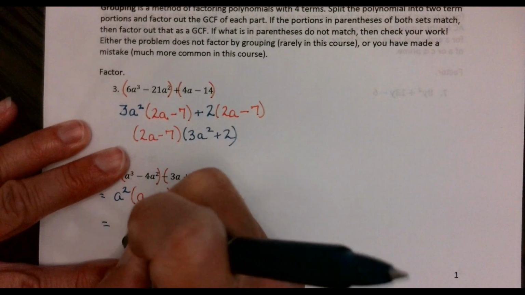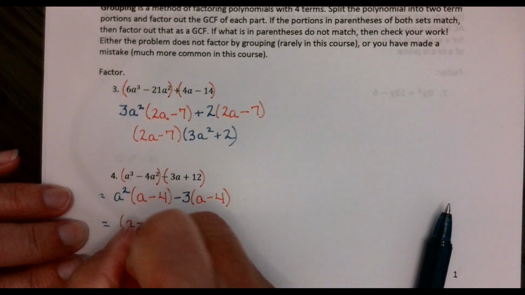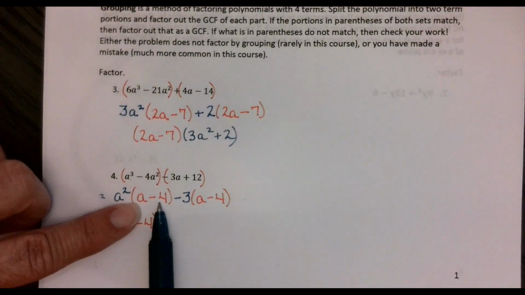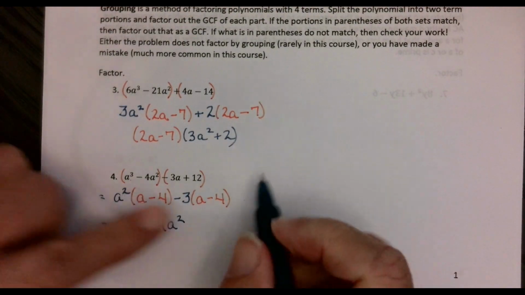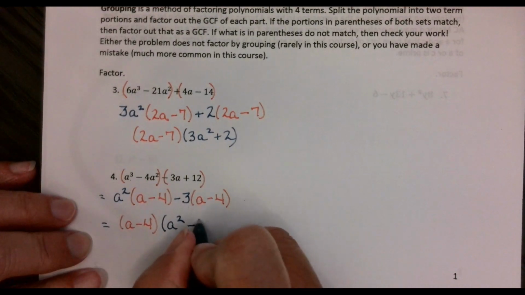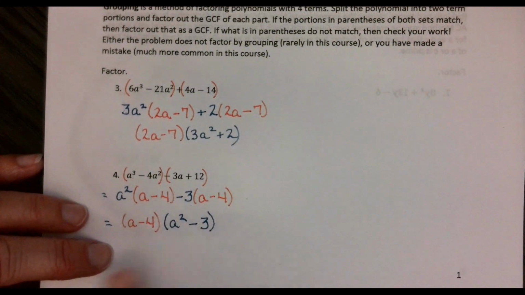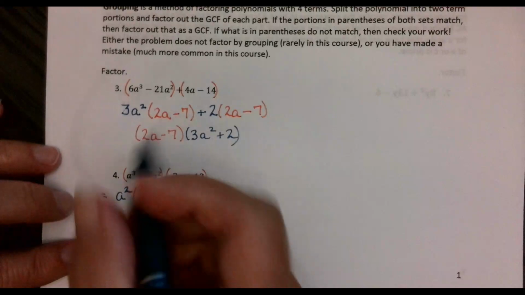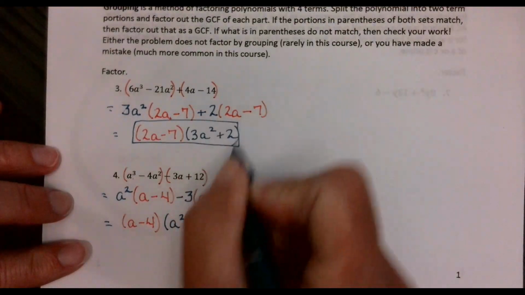Let me do that in red. So they both have the a minus 4 in common. So if I factor that out, this disappears, and I'm left with a squared. If I factor out an a minus 4 there, I'm left with a minus 3. The only thing I'm going to tell you to do is be real careful, because when we get into more factoring, sometimes you can factor again, but not in this case. You can't. And we're done.